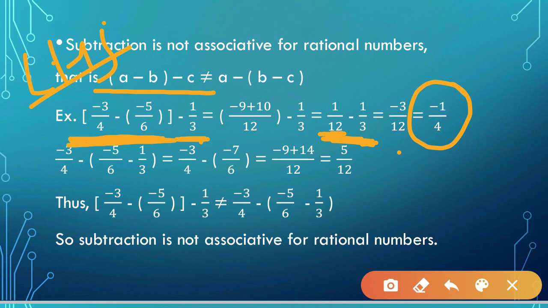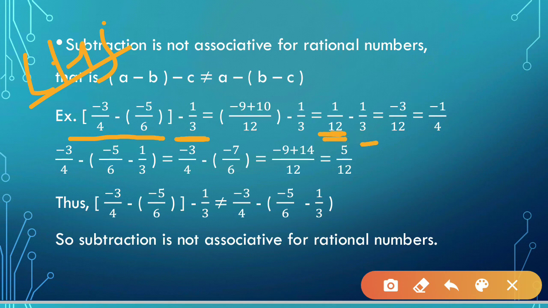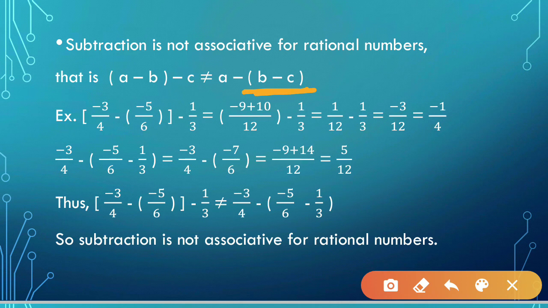If you get minus 1 by 4 in the RHS also, both will be the same. But if you are not getting minus 1 by 4 on the right hand side, this condition will not hold. So let's prove the RHS. For the RHS, you have to subtract b minus c, and whatever you get, subtract it from a. So this is the value of a minus, in brackets, b minus c.